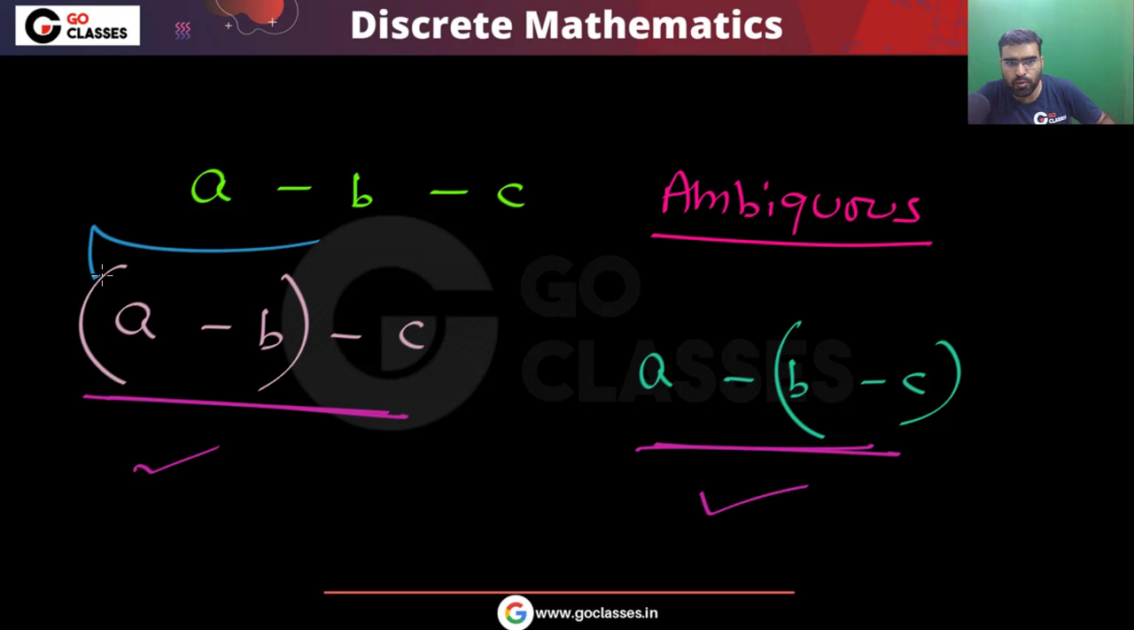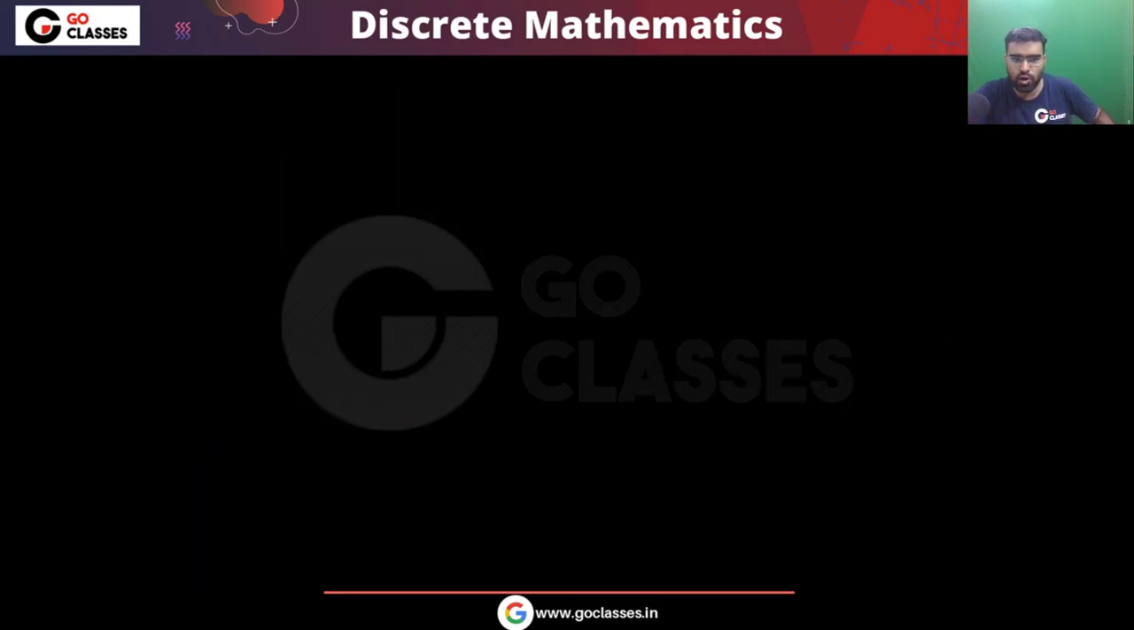You cannot remove this parenthesis, because if you remove this bracket, then you will get an ambiguous expression. So this is a simple point. The reason is simple, because subtraction is not associative. Okay, so this is the simple reason. I hope you understood all these points. So let's see one last example.